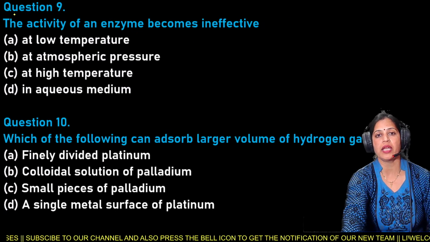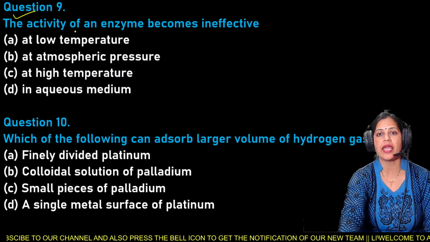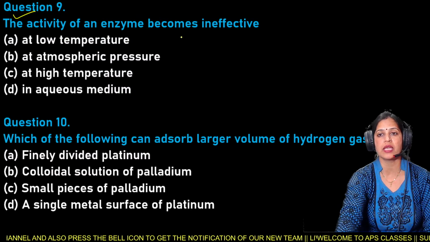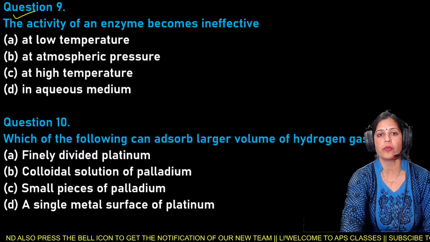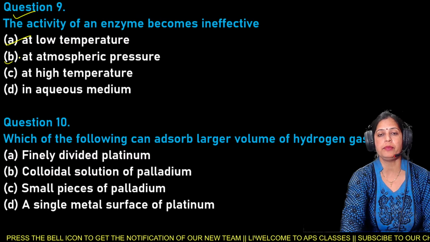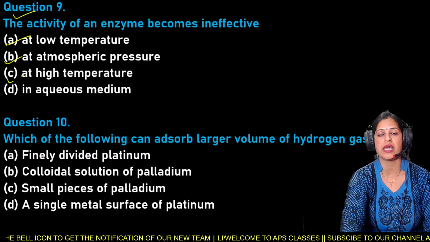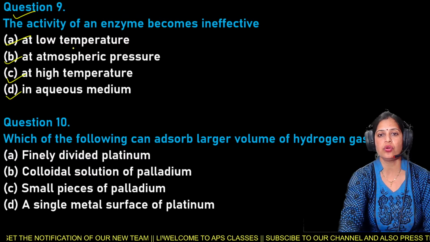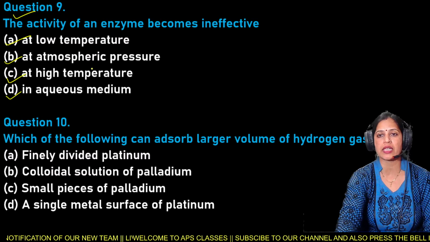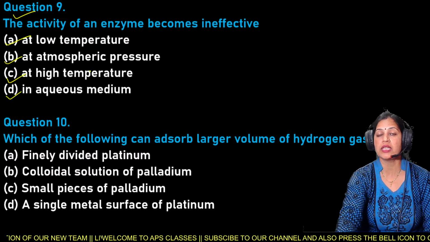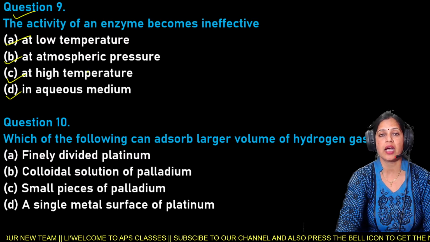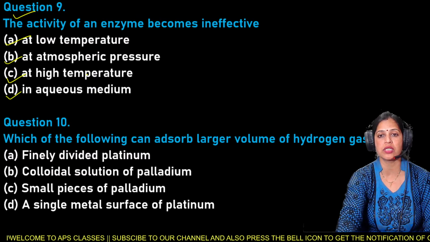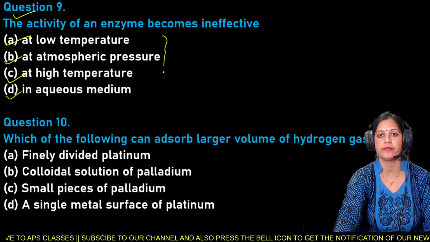Next is your question number 9, and your question number 9 is: the activity of an enzyme becomes ineffective. Option A is at low temperature, B at atmospheric pressure, C at high temperature, and D in aqueous medium. So in which condition does the activity of an enzyme become ineffective?